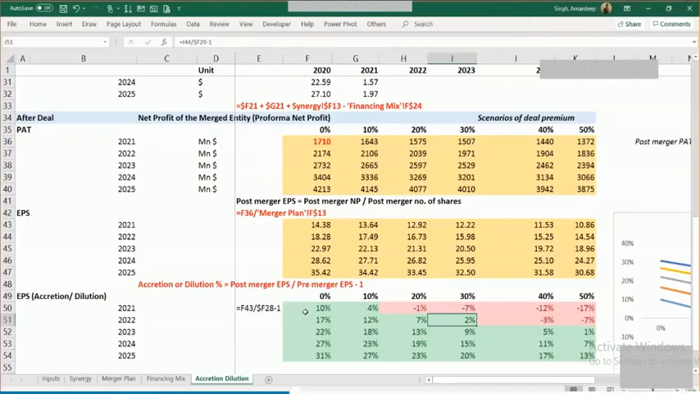Right? So this is how we can use a merger model to find out the price at which the deal has to be executed, and also build scenarios for helping us take a decision around the final price to be given. All right. So that's it from my side.